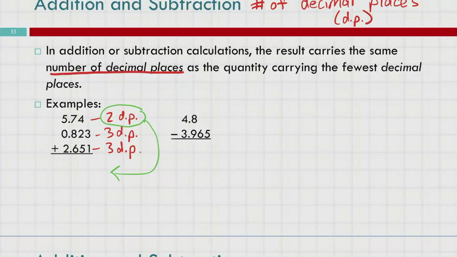So when we do the addition, 5.74 plus 0.823 plus 2.651, we get 9.214. We're going to stop after the second decimal place, so this 1. We look at the 4 to see how we round. It's going to round down. So 9.21 would be our answer.